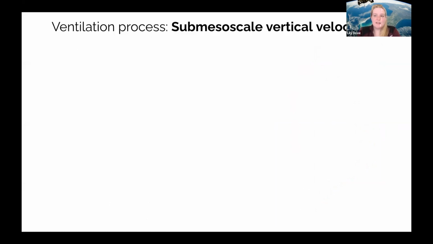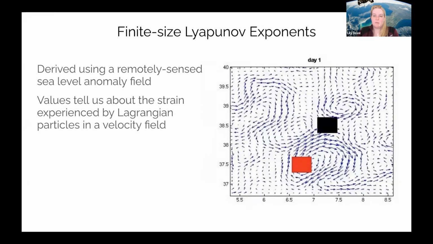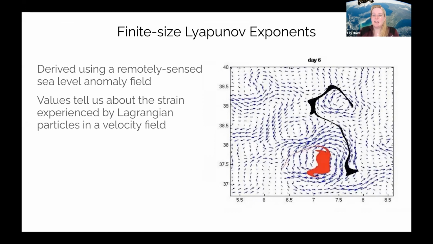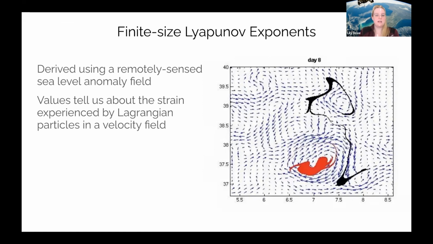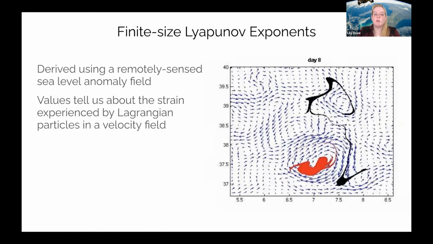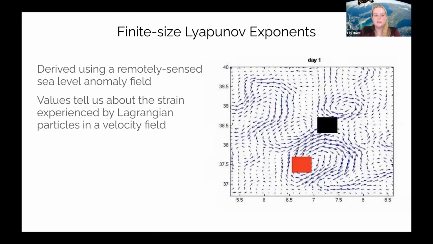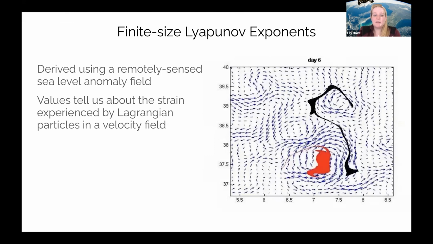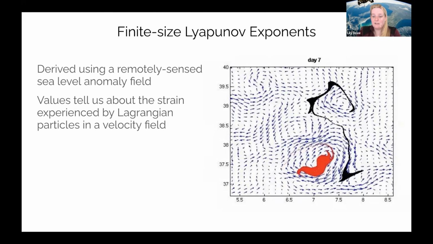And to investigate this, we needed to pull in some satellite data. The data we looked at were of finite-size Lyapunov exponents. I know that's probably a term not as many people are familiar with, but these are values that are derived using a remotely sensed sea level anomaly field. And the values tell us about the strain experienced by a Lagrangian particle in a velocity field.